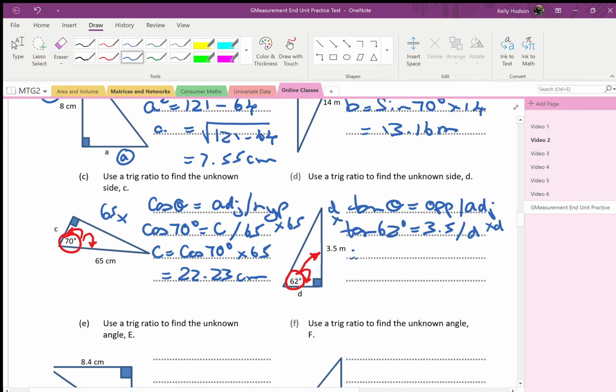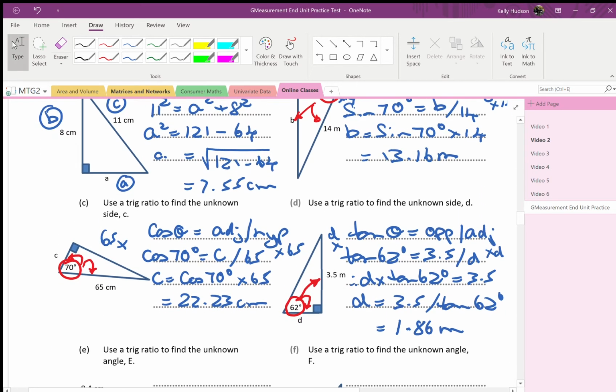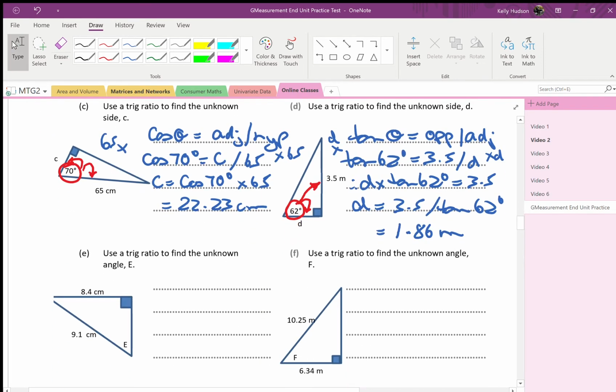So therefore, I've got D times tan 62 degrees is equal to 3.5. Now I have to divide both sides by tan of 62 degrees. So D is equal to 3.5 divided by tan 62 degrees. Put that in my calculator and I get 1.86 metres. So not too hard. There's a sine, there's a cos, there's a tan, and there's a Pythagoras.